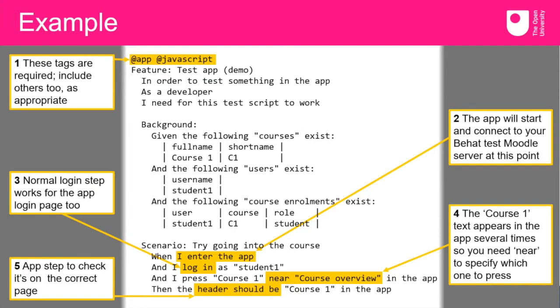This is an example Behat test. It's very short, but it is a real one. It does work. I'm going to go through it starting from the top. There are two tags, @app and @javascript, that you're going to need in every app test. If you don't include those, it won't work.